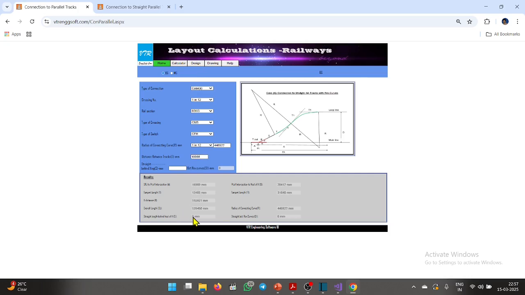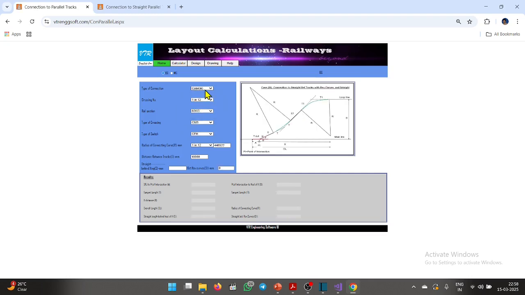So it is not taking any straight, zero straight is provided, and you will have the reverse curve here. It has 2 tangents, tangent 1 and tangent 2. All this you got, so the overall length you got. You can fix it. This is one type. Another type is this one with the straight in between.